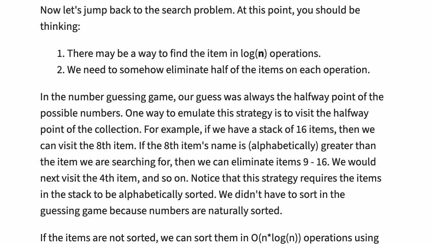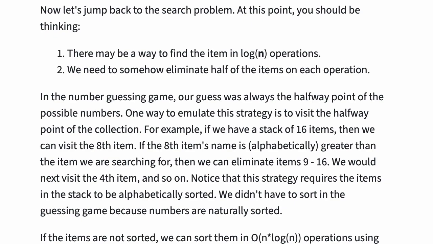Now let's jump back to the search problem. At this point, you should be thinking, there may be a way to find the item in log of n operations. And we need to somehow eliminate half of the items on each operation. In the number guessing game, our guess was always the halfway point of the possible numbers. One way to emulate this strategy is to visit the halfway point of the collection.